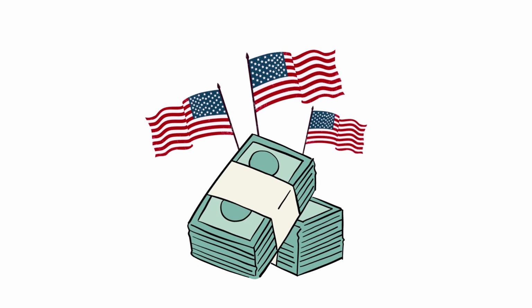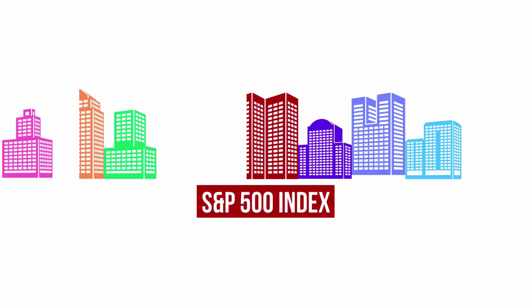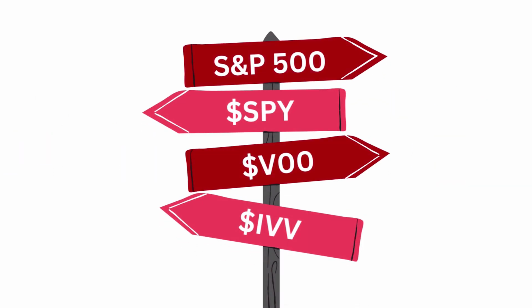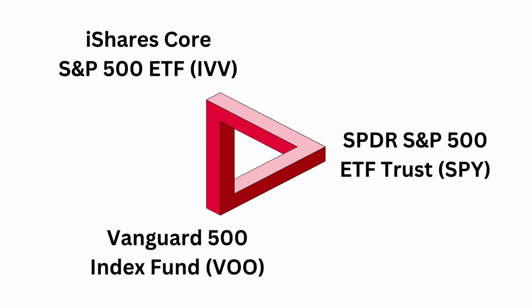The S&P 500 index is considered a barometer of the US economy. It's comprised of the 500 largest US listed companies. Although you can't invest directly in the S&P 500 index, there are a number of popular ETFs that track it. Regardless of which index ETF you invest in, they're basically the same and they track the same thing.